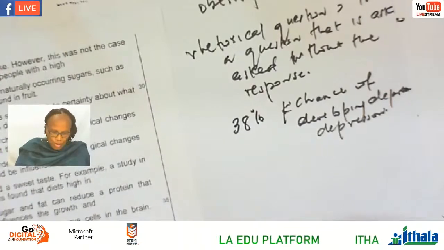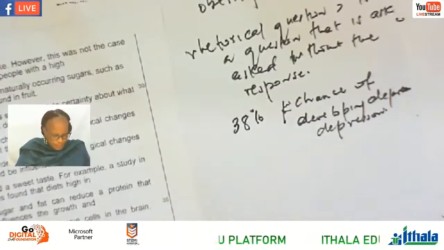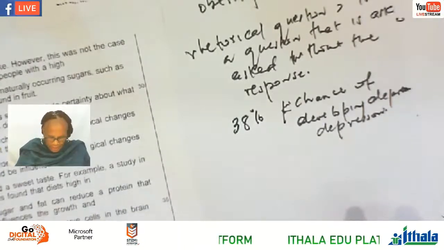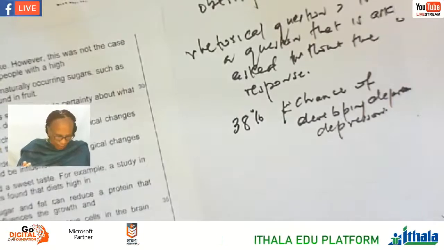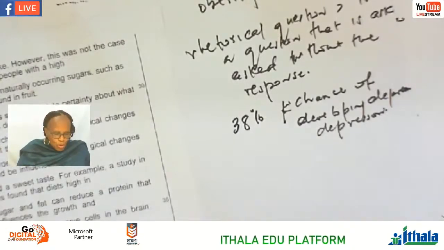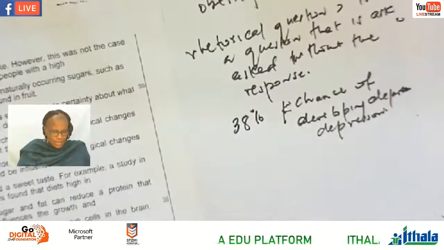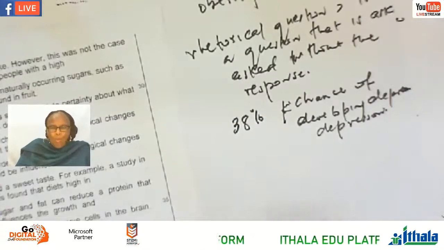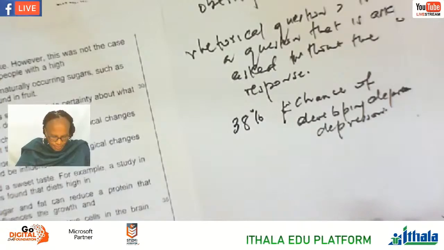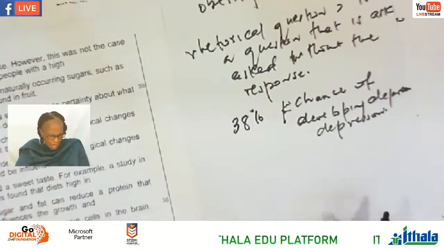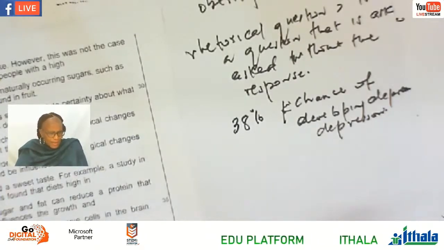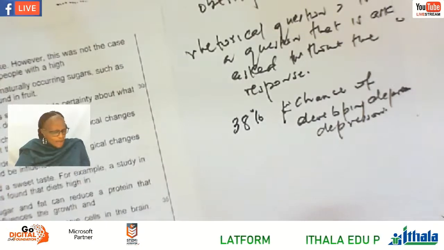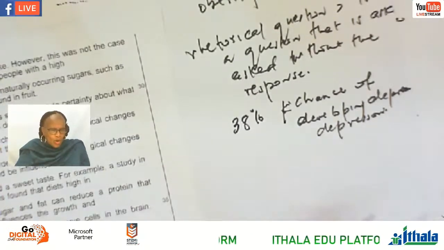Where do we find naturally occurring sugars? We find them in fruits, we find them in milk, as they explained earlier. So those who took naturally occurring sugars such as those found in fruits, their risk of falling into depression was low. And still, there is no absolute certainty about what causes depression.